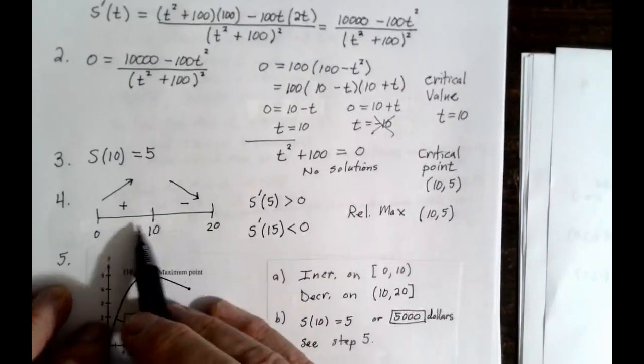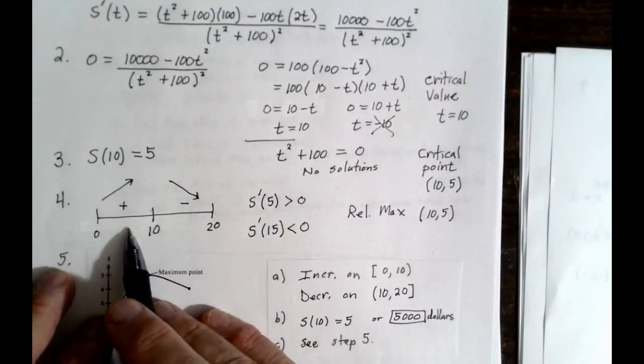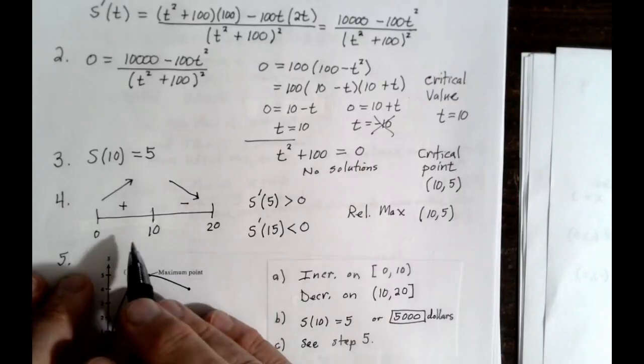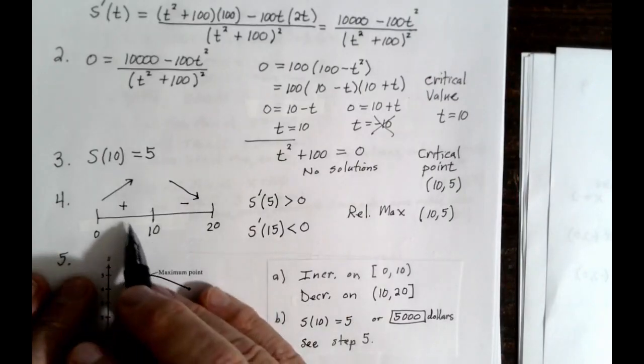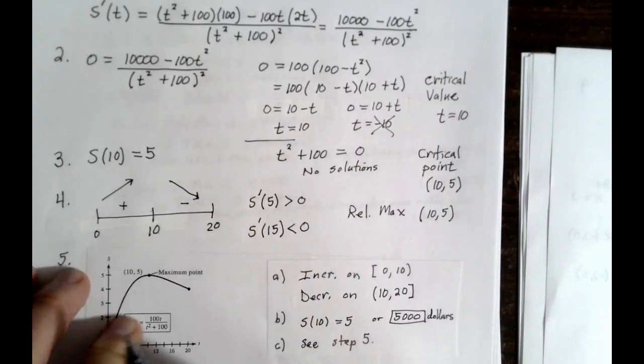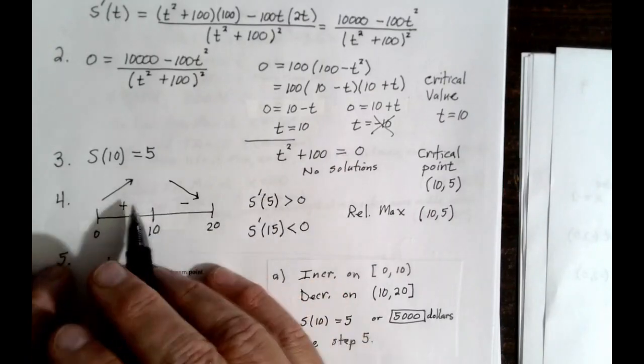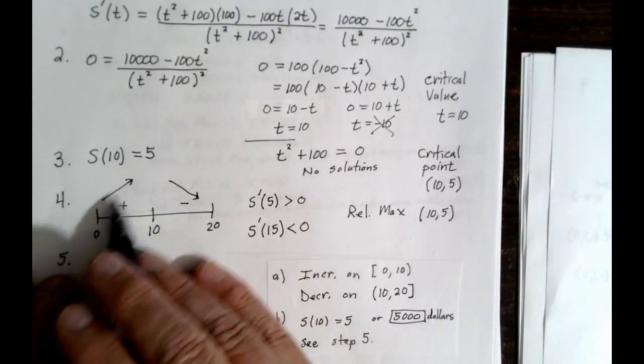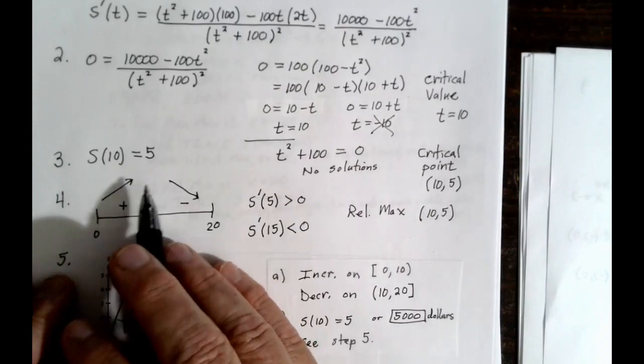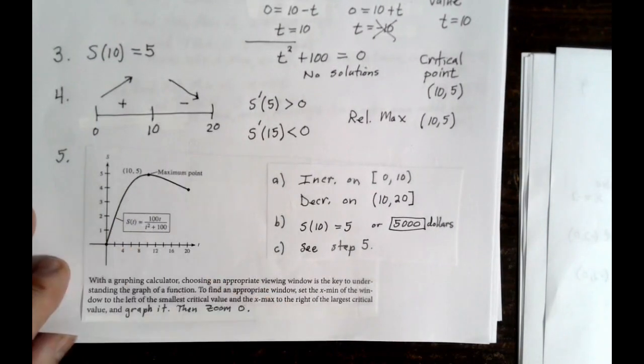So we check S prime of 5 and S prime of 15. We could have done 9 and 11, doesn't matter. Any number between 0 and 10, any number between 10 and 20. So here we get positives, here we get negatives, so we know it's increasing, decreasing, so we know we have a relative maximum at (10, 5). And looky there, that's exactly what we got.